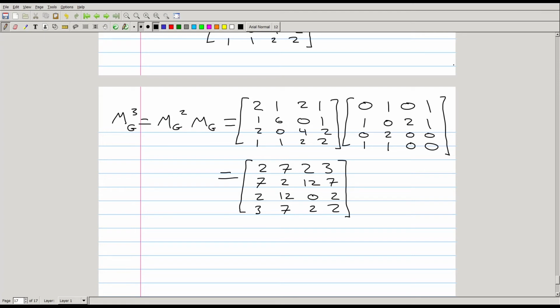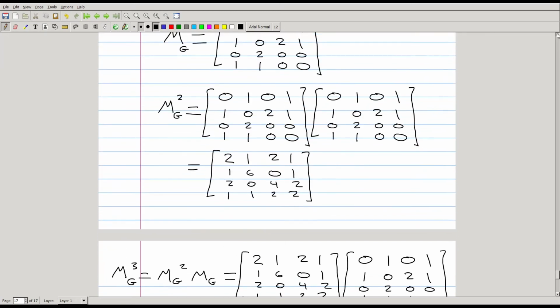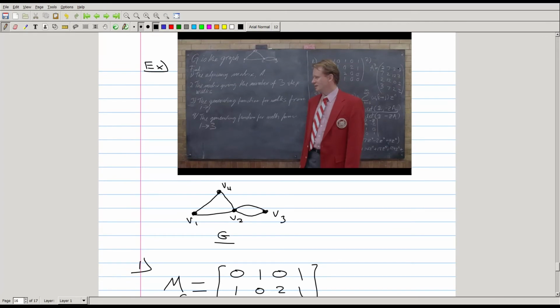And this matrix directly matches up with the matrices that Will found in the movie. 2, 7, 2, 3, 7, 2, 12, 7, 2, 12, 0, 2, 3, 7, 2, 2.